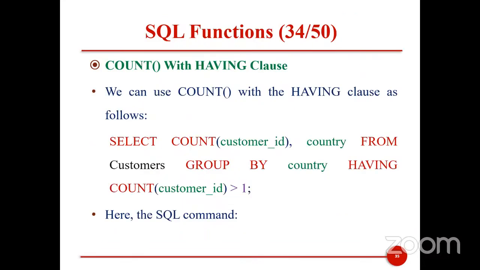Then we have having. The other thing is that you use having with group by. That's why you'll find that this is saying select count the customer ID, the country from customers, then you group it by country, having the customer count. If the customers are more than 1, then it will count them and display for you. That's why it's simple. That is what the SQL statement will do for you.